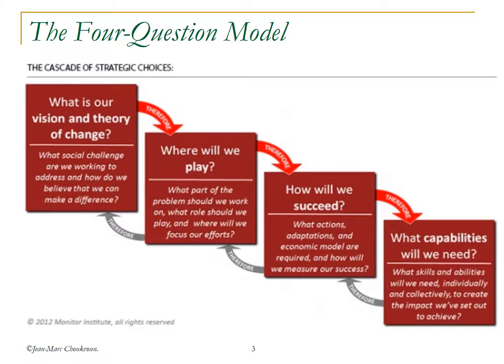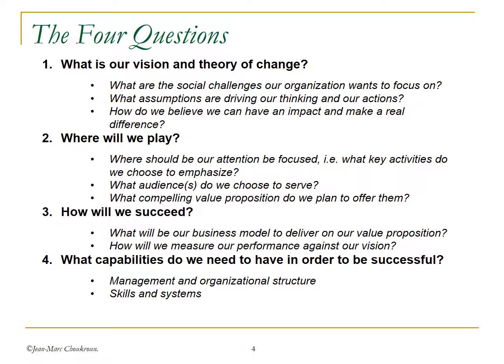So the first question is, what is our vision and theory of change, followed by where will we play, how will we succeed, and what capabilities do we need. You can see the parallel with the playing to win model. Quickly, those 4 questions. What is our vision and our theory of change? So what are the social challenges that we want to focus on? That's the essence of a not-for-profit organization. We are not there to maximize shareholders' value, but we are there to somehow address some social issue, some social challenge. So which are the ones that we choose to address with our organization, and what assumptions are we making that are driving our thinking and our actions?